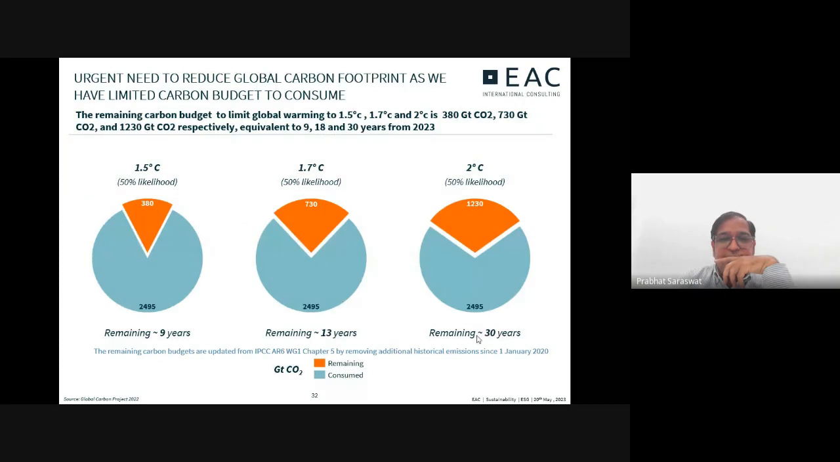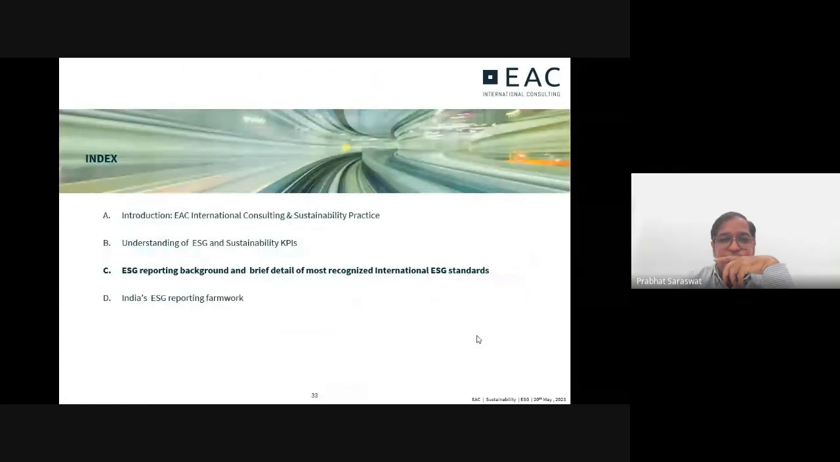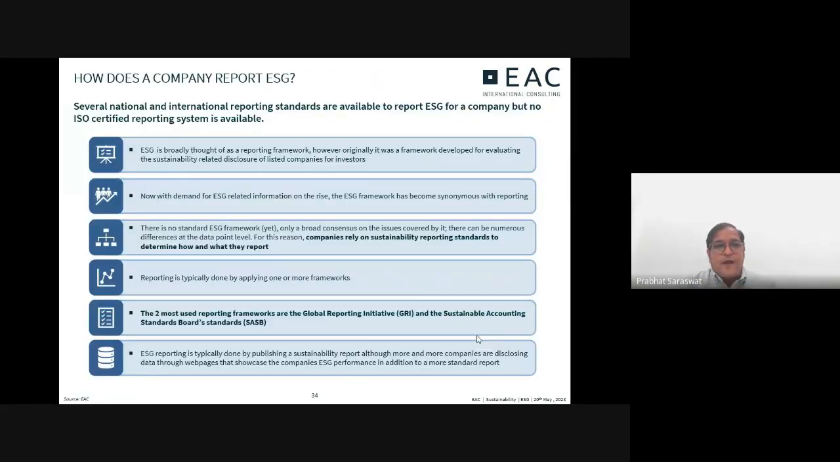So now this is the basic. So now, ESG reporting background. How does a company report ESG? Several national and international reporting standards are available to report ESG for a company, but no ISO certified reporting system is available as of now.